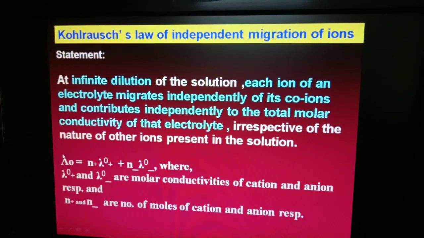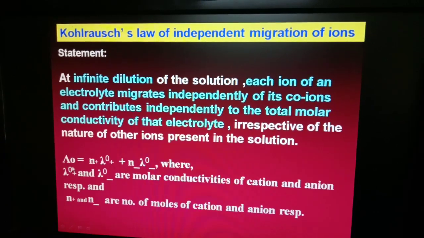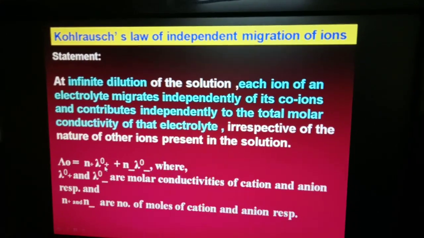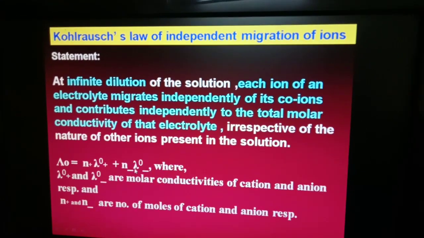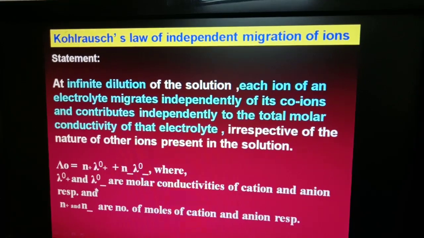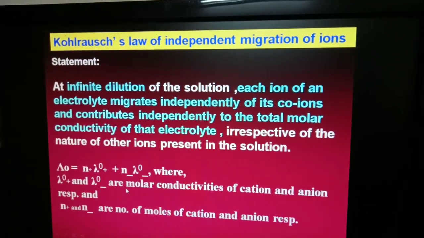Mathematically, Kohlrausch's law can be represented as lambda 0 is equal to n plus lambda 0 plus, plus n minus lambda 0 minus, where lambda 0 plus and lambda 0 minus are molar conductivities of cation and anion respectively, while n plus and n minus are number of moles of cation and anion respectively.